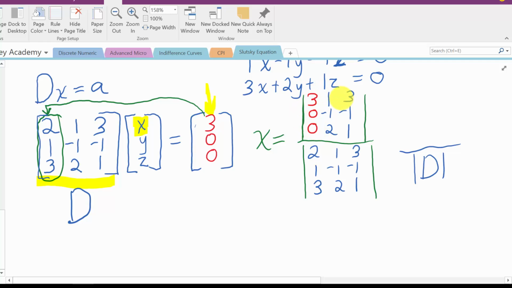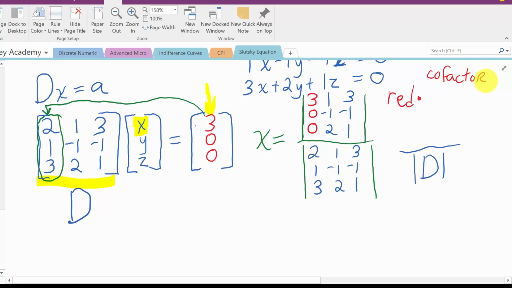What we're going to do is take each of these red numbers, the 3, the 0, and the 0, and we're going to multiply them times the cofactor. So we're going to take each red number and multiply those times the cofactor. Now the cofactor, let me just write that up here, cofactor.